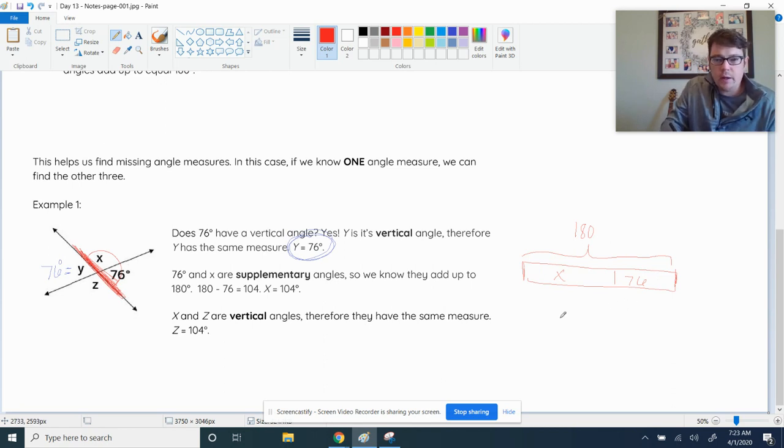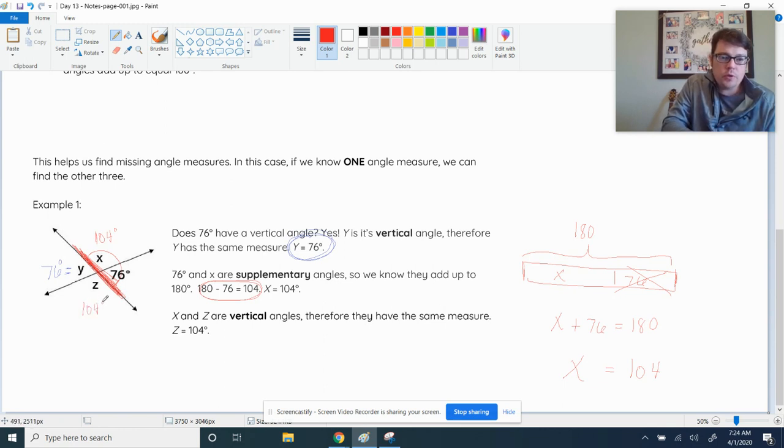So you could technically write the equation X plus 76 equals 180 degrees. And since that equation is true, then we can use this math that they showed right here to solve for X. We can just subtract 76, we can knock the 76 off of our tape diagram by subtracting it. And when we subtract 76 from the 180, that's where the 104 comes from. And since X is 104 degrees, we know that X and Z are vertical because they're opposite of each other. And that tells us that Z is 104.